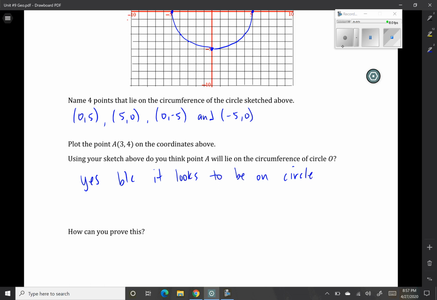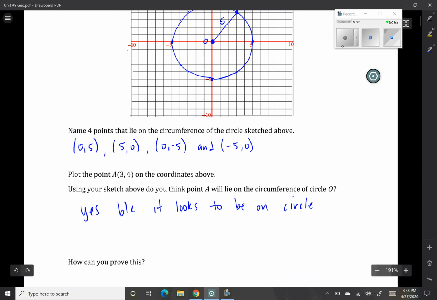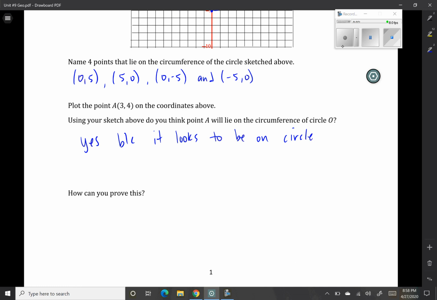So if I wanted to prove this, I would need to show that this distance from 0, 0 to 3, 4 is 5. Well, I know how to find distances. We know how to find the distance of a line segment using the distance formula. So what I'm looking for is the point 0, 0 and the point 3, 4. What's the distance? If that distance is 5, then I know that this point is on the circle because the radius is supposed to be 5.